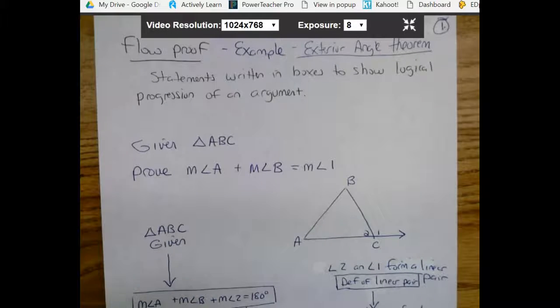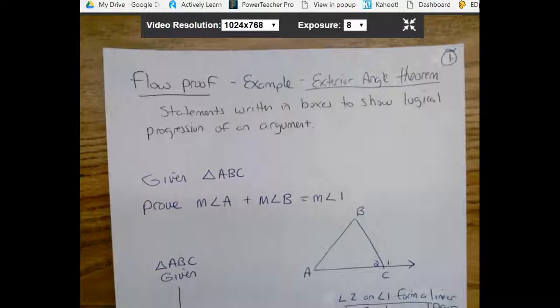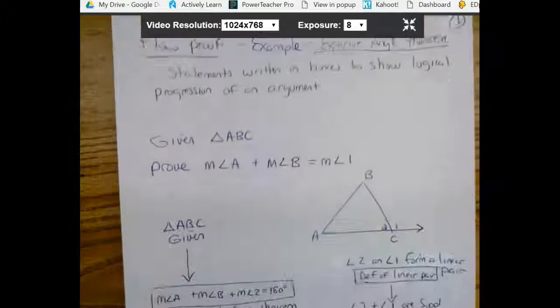So let's look at how we would do that. Okay? So a flow proof is just where we write statements in boxes and then just progress down through each step. You might think of algebra, like when we solved an equation like 3x plus 7 minus 2y equals something, and then we just slowly work it through in a flow pattern. That's kind of what we're going to do here.